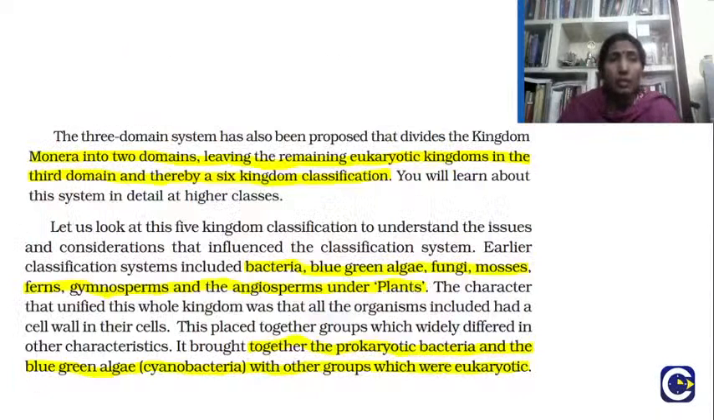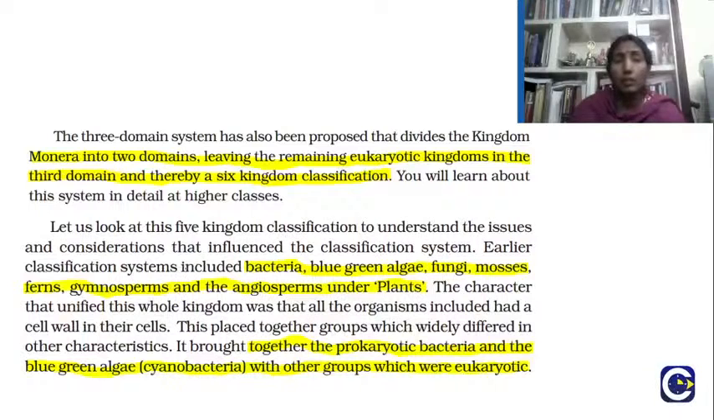So here see, the 3-domain system has been proposed, that divides the kingdom Monera into 2 domains, which I already said. Leaving the remaining eukaryotic kingdoms in the 3rd domain, and thereby we have what is called the 6 kingdom classification. As we proceed further we can actually know about it. So don't get confused with the 5 kingdom and 6 kingdom. Okay, now let us look into this 5 kingdom classification, because we need to understand that.